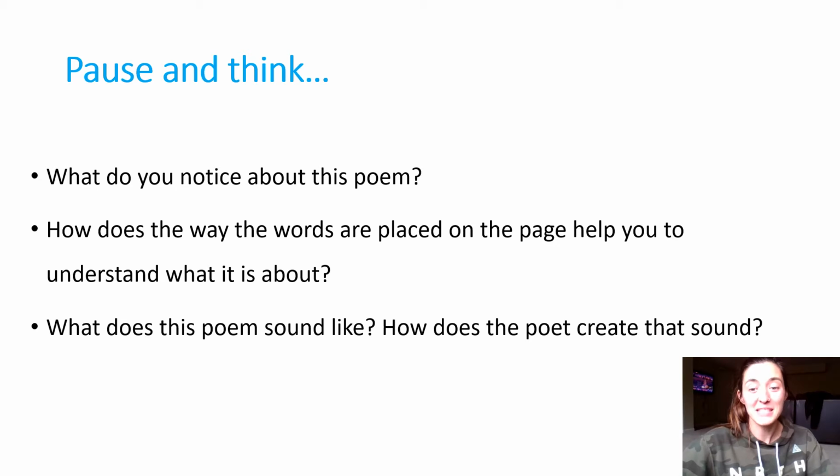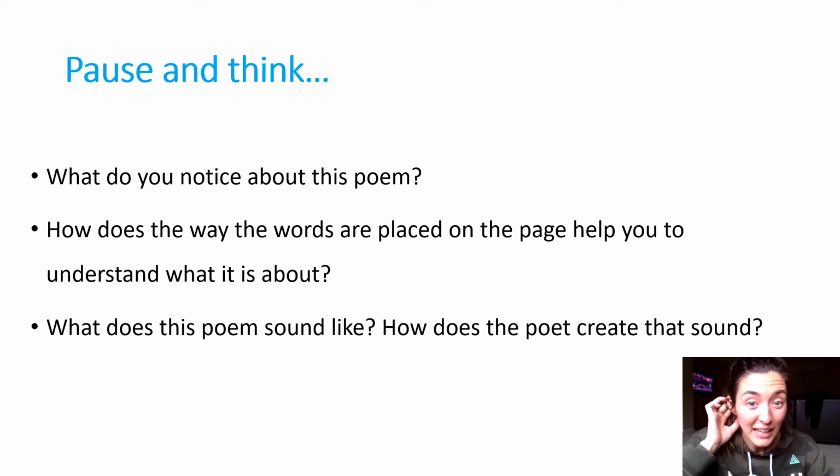Lastly, what does the poem sound like? How does the poet create that sound? Go ahead and pause and consider that. Some of the possible ideas that you might have come up with here are that words like tick and talk are repeated, and the sounds, kind of like the sounds that crickets make. You might have also noticed that she repeats certain words over and over.